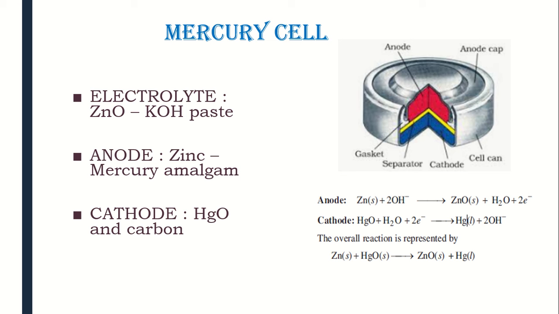The reactions that take place here are as shown below the diagram. At the anode, loss of electron takes place, so it is an oxidation reaction, and at the cathode, reduction reaction takes place. This is the overall reaction. Zinc reacts with HgO to form ZnO plus Hg.